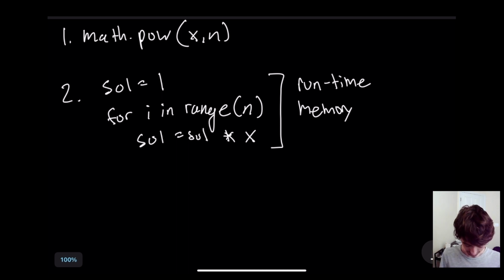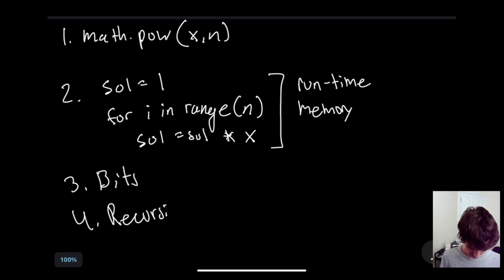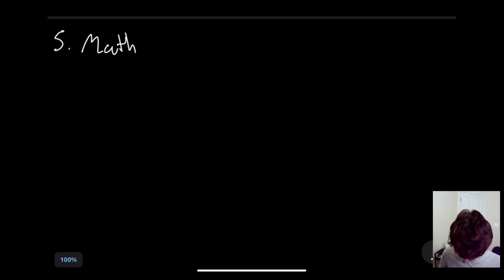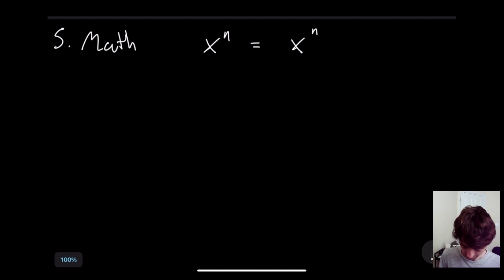There are other ways you could do this, I think, such as bits. You could also use recursion. I'm not actually sure how to do it using either of those methods, but I'm quite sure that we could work out a way to make that happen. But the way that I want to talk about doing it is actually with math. So if we write x to the n, I'm just going to set that equal to itself.